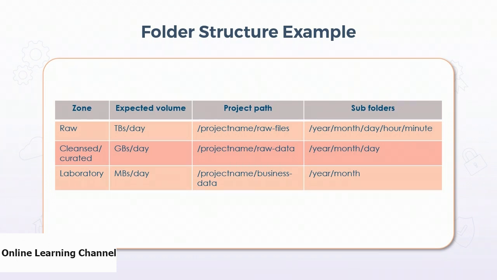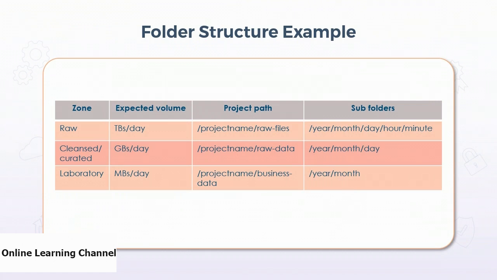Next, there will be less cleansed and curated data than raw data, as data is pared down and the unnecessary data removed. So you may expect gigabytes per day in this zone. The project path can be raw data under the project name, and subfolders might organize the data down to the day, since it will be updated less frequently than raw ingress data.